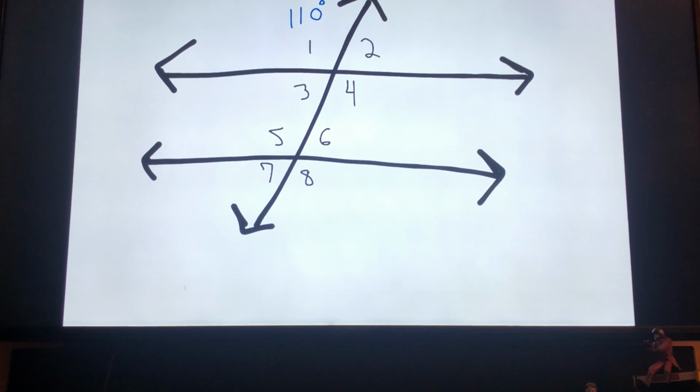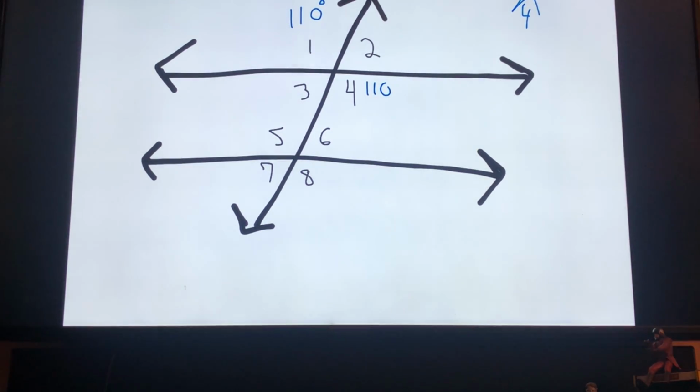From what we know from last time, 1 and 4 should be the same. Again, what I mean by that is if we look at this, 1 and 4, they're touching each other. So 1 and 4, that means if that's 110, 4 should be 110.